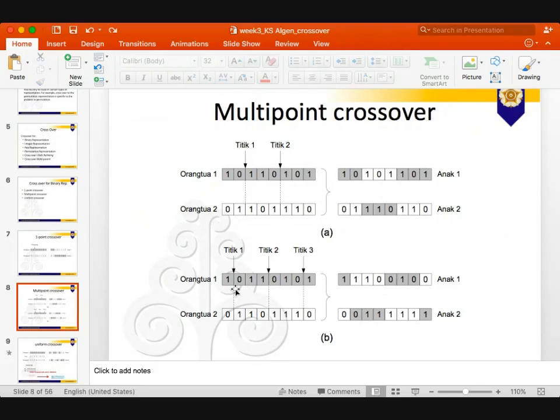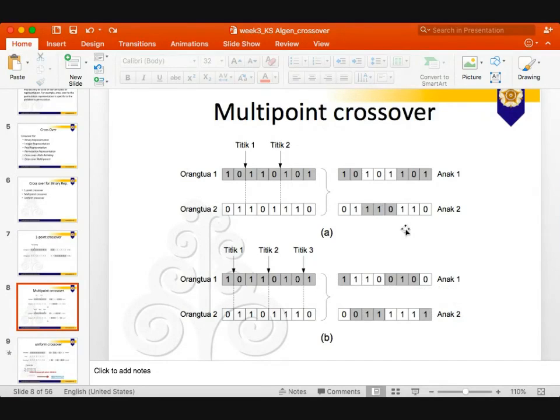The first crossover point is 1. The second one is 4, and the last one is 7. So it's okay because it's not more than 7. So how to generate offspring 1 and offspring 2?